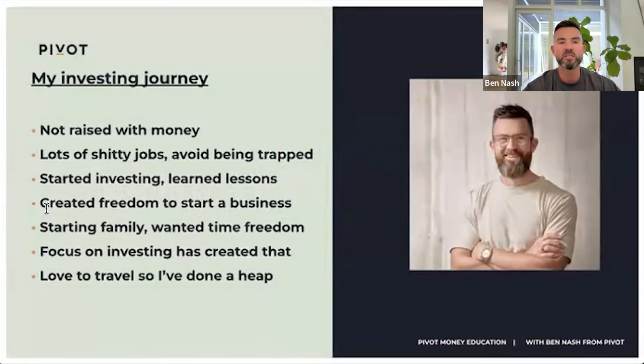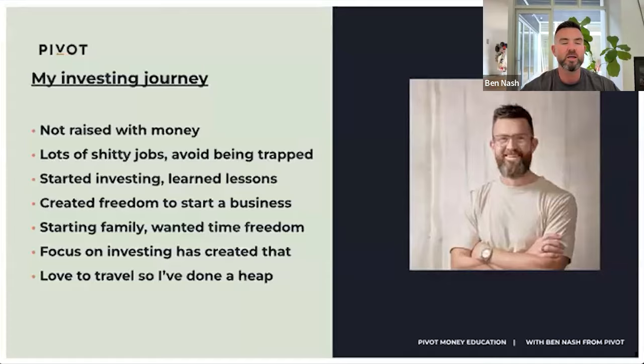In my younger years after finishing school, I worked a whole bunch of pretty average jobs. And I worked with a lot of people that were essentially trapped in the job that they were in because they had to for a paycheck. And so I initially wanted to create sort of the freedom with my investing to have the ability to start a business.